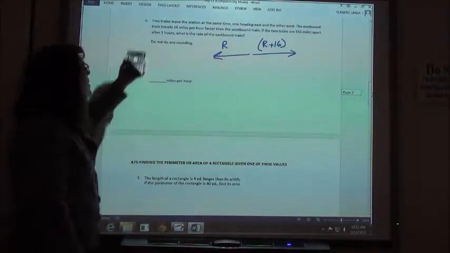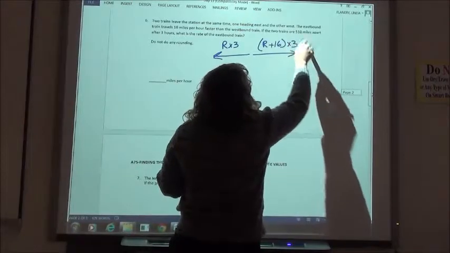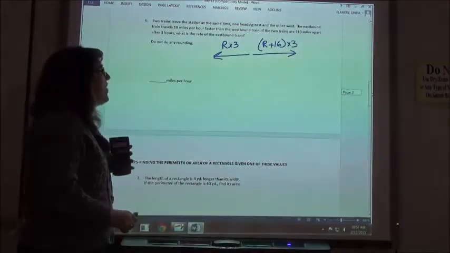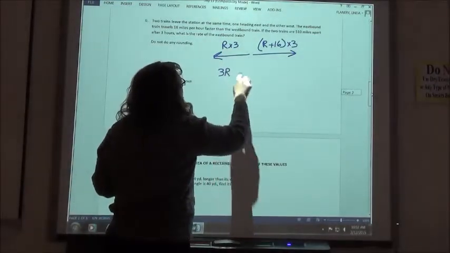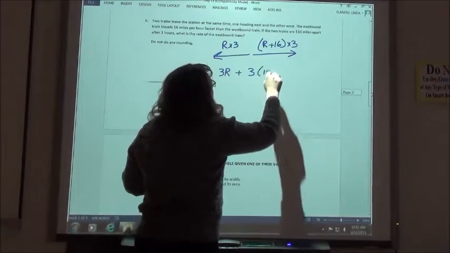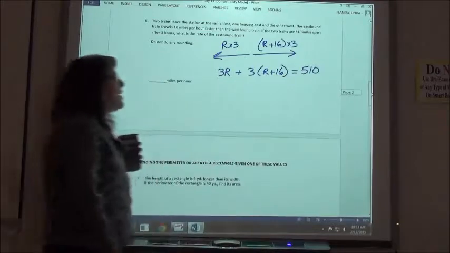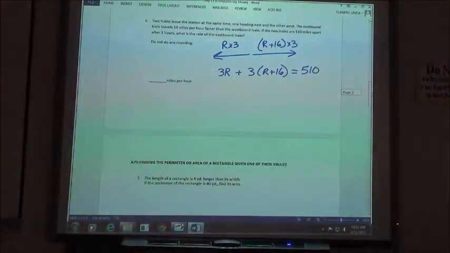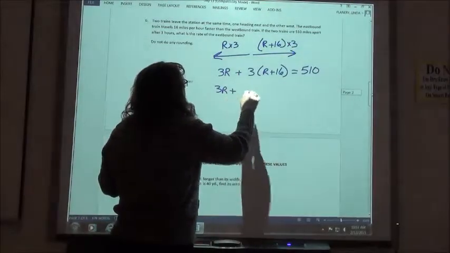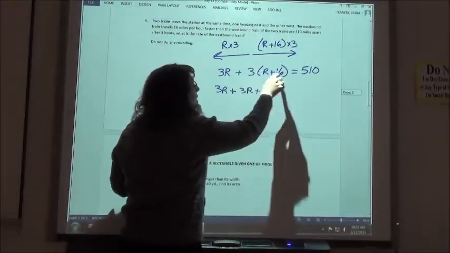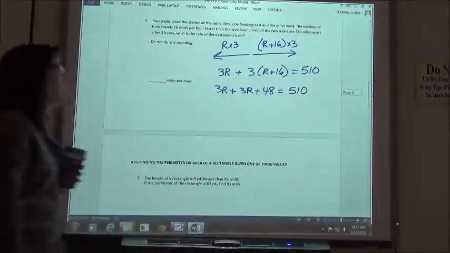Rate times time. They both went for 3 hours, so I'm going to multiply them both by 3 hours. We know the total distance was 510 miles. So R times 3 would be a distance of 3R. Here we want to take 3 times (R plus 16). I know the total distance, 510 miles apart. Now I have an equation I can solve. So 3R plus 3 times 16, which is 48, equals my 510.